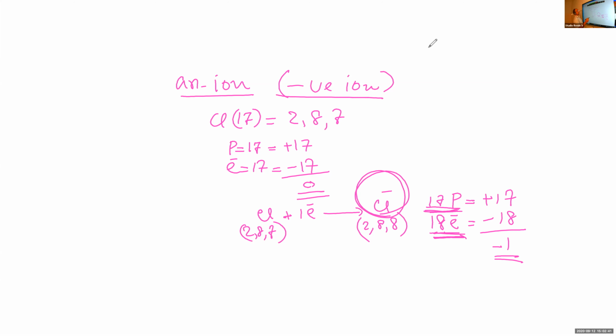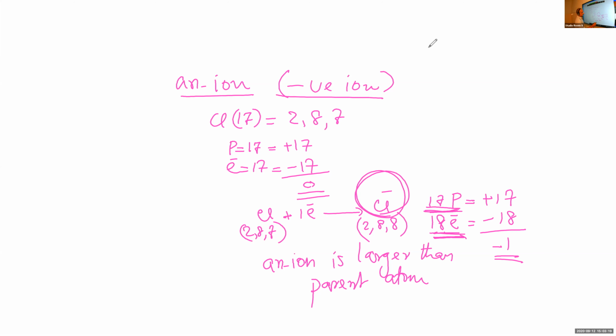So in general we can say an anion is larger than the parent atom. That is because when an electron is added, the effective nuclear charge is decreased, so attraction is decreased. And not only that, there is a repulsion between the electrons in the outermost shell. So there is expansion of the outermost shell, and therefore the size of the anion increases.